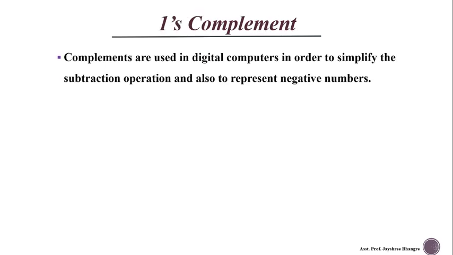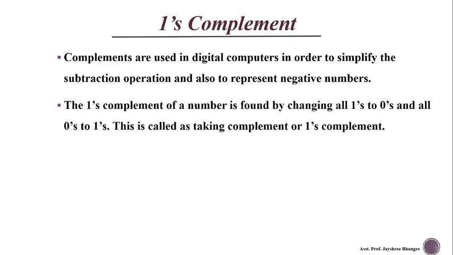1's complement. Complements are used in digital computers in order to simplify the subtraction operation and also to represent negative numbers. So how can we find the 1's complement of a number? The 1's complement of a number is found by just changing all 1's to 0's and all 0's to 1's. This is called taking the complement, or the 1's complement. So let's see the example.